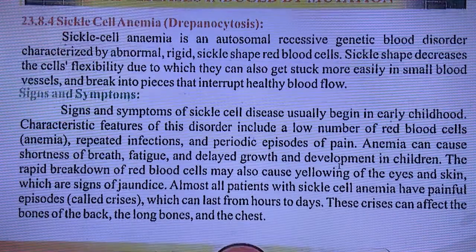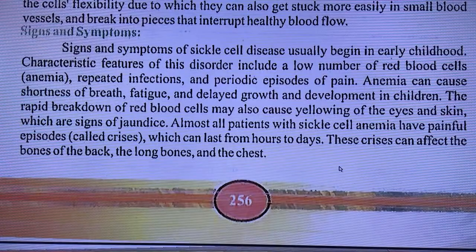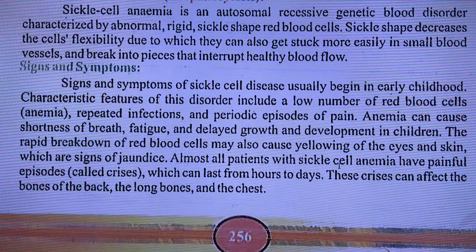Signs and symptoms. Signs and symptoms of sickle cell disease usually begin in early childhood. Characteristic features of this disorder include a low number of red blood cells, anemia, repeated infections, and periodic episodes of pain. Anemia can cause shortness of breath, fatigue, and delayed growth and development in children.